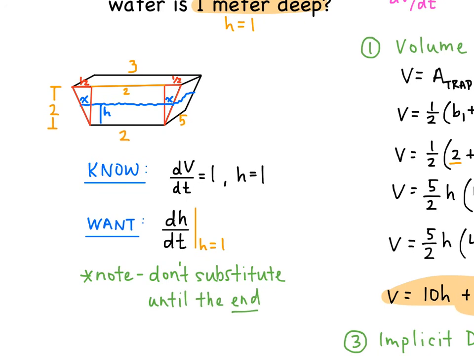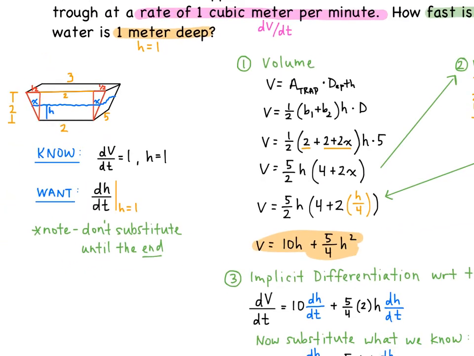So we kind of already talked about this. We know that the rate at which the volume is changing, dV/dt, is 1. The height at which we're trying to figure out the rate at which the height is changing is 1. What we want to know is dH/dt when H equals 1. So the key here is, even though I know all of this information, we do not substitute until the very end. Until the very, very end.